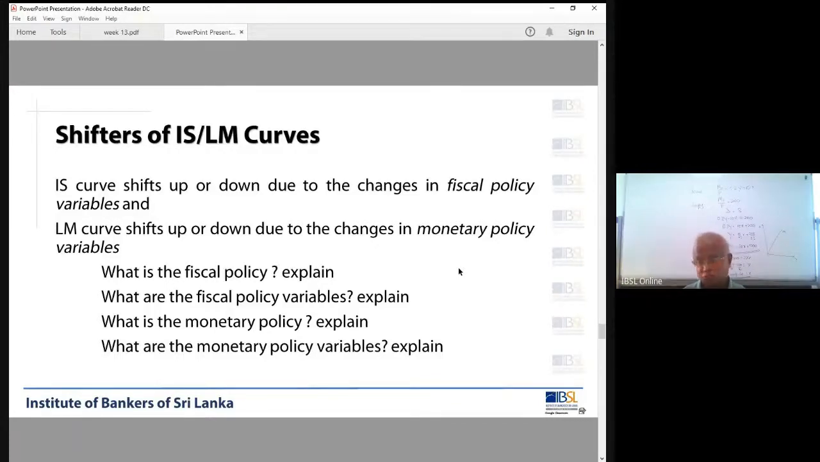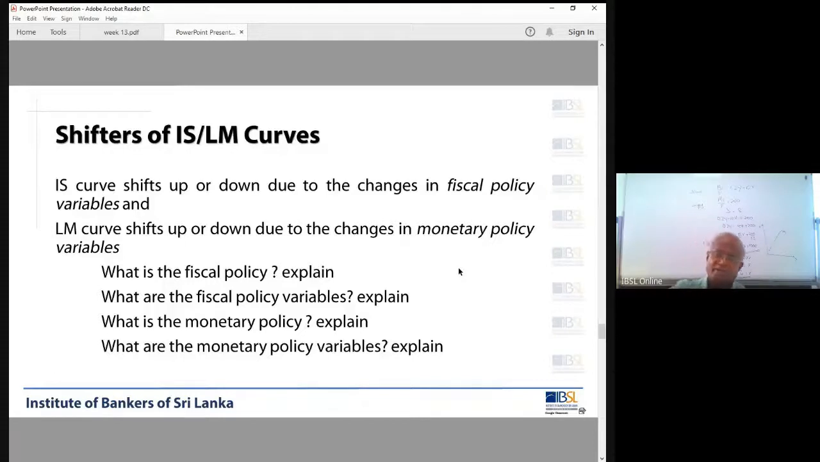Salary is an expenditure, a current expenditure coming from the government. When the salary bill increases, the government's overall expenditure increases. The fiscal policy variable increases, so the IS curve shifts up. Understand? That is the relationship between the government's employment policy and the IS curve.